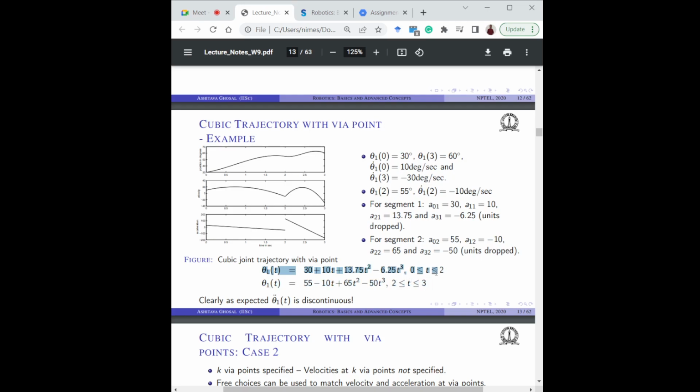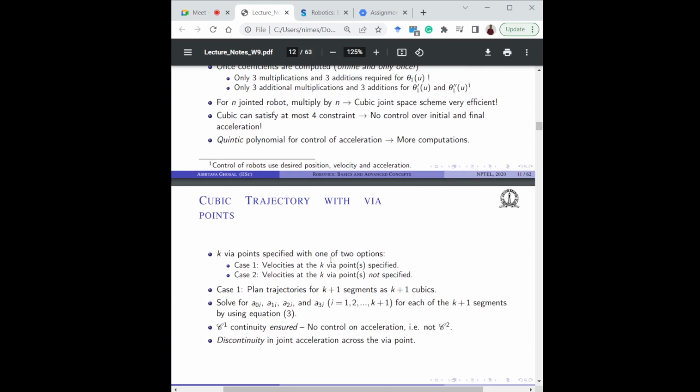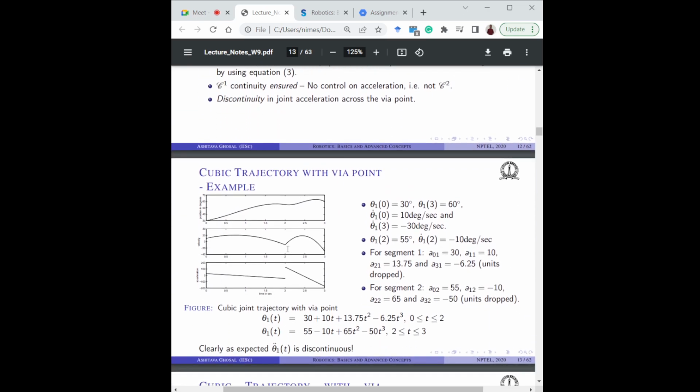Since we introduced a via point at t equal to 2, if you differentiate twice, then at t equal to 2, this theta 1 will be discontinuous, as we can see from the graphs as well. This is because we have considered only C1 continuity. So it will only be continuous up till the values are matching. Okay, so this is C1 continuous.